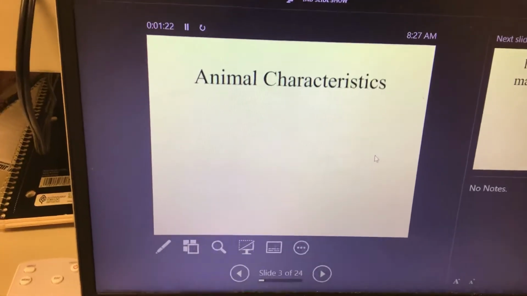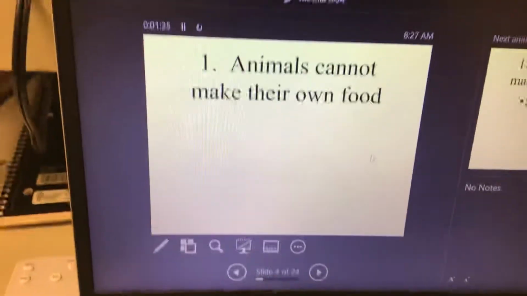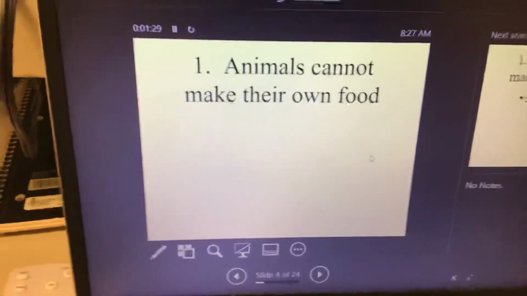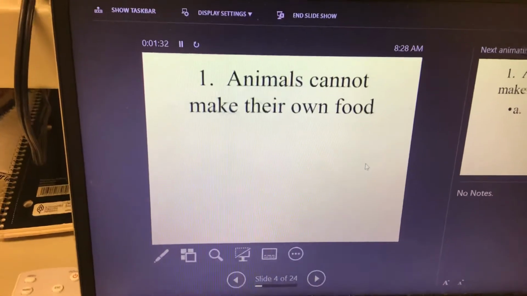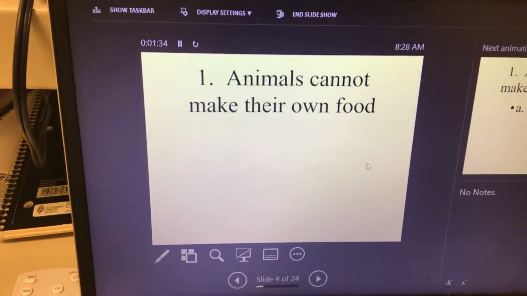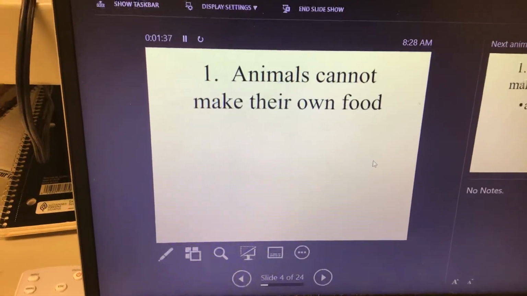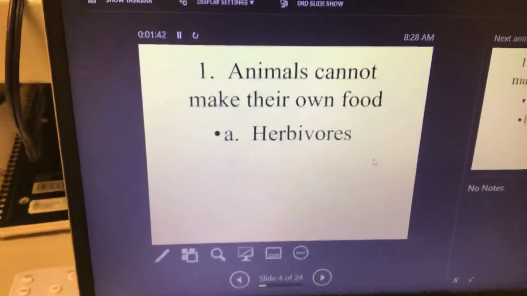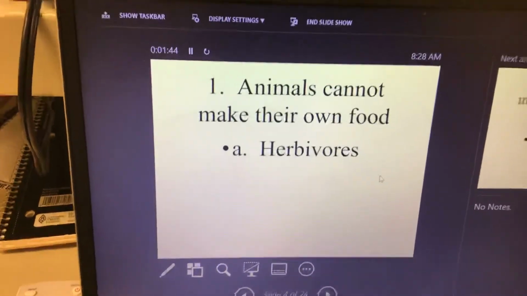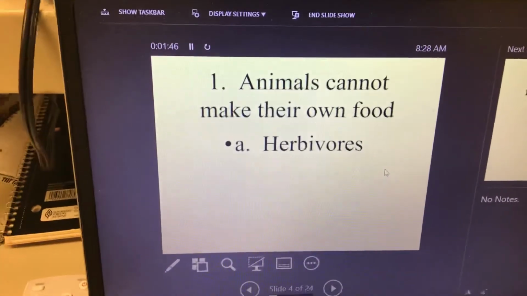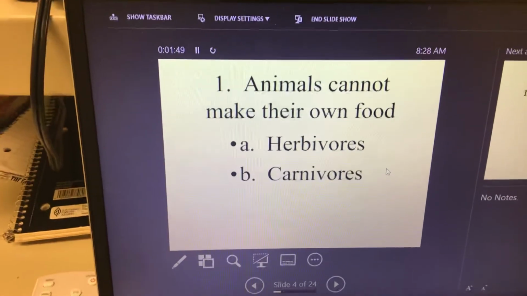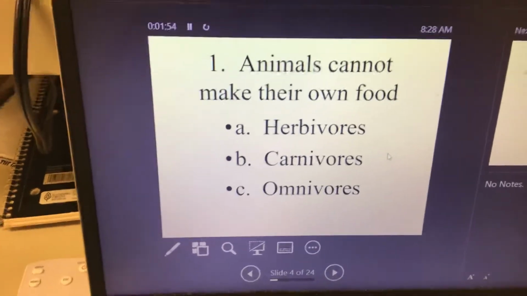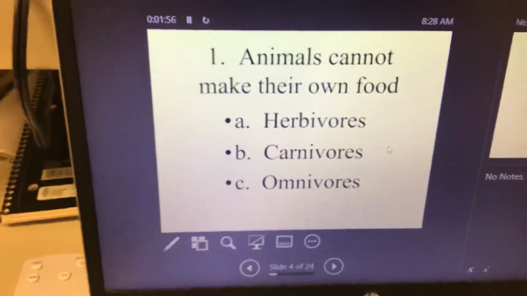So, animal characteristics. The first one, animals cannot make their own food. We do not have chlorophyll. We can't use the sun to make sugar. We need to get our food from somewhere. If we get that food from plants only, we're considered herbivores. If we get it from animals only, we're considered carnivores. And if we get it from both places, we're omnivores.